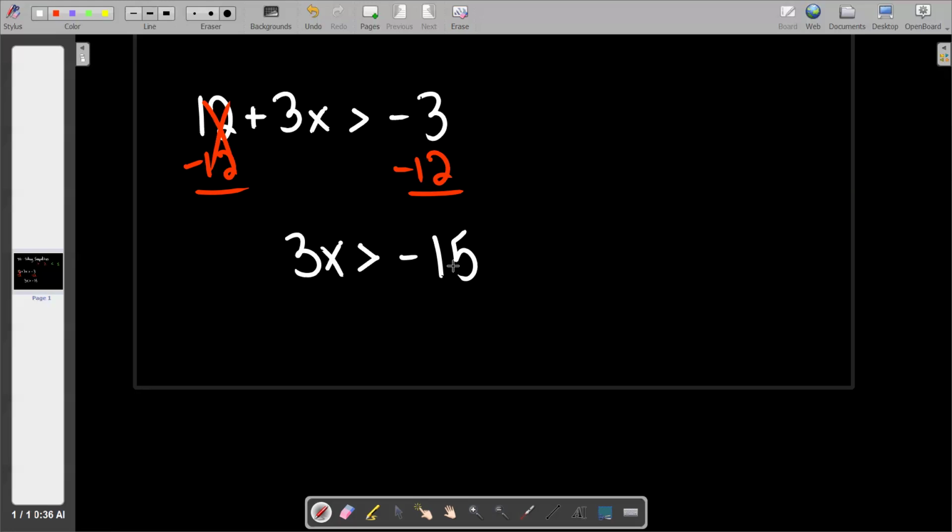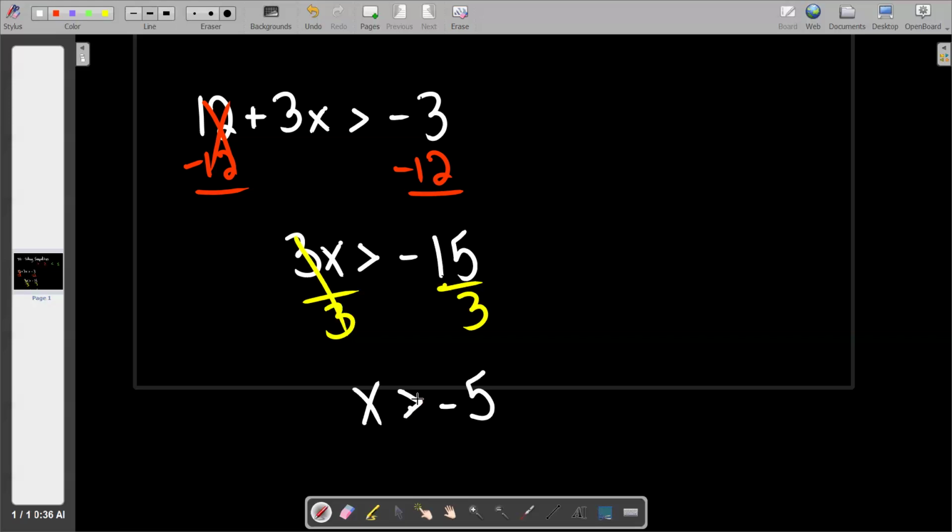And then what do we do? Divide by 3. We divide both sides by 3, just like we would with an equation. And then we bring down our X and we bring down our sign, right? And then we get -5. X is greater than -5.